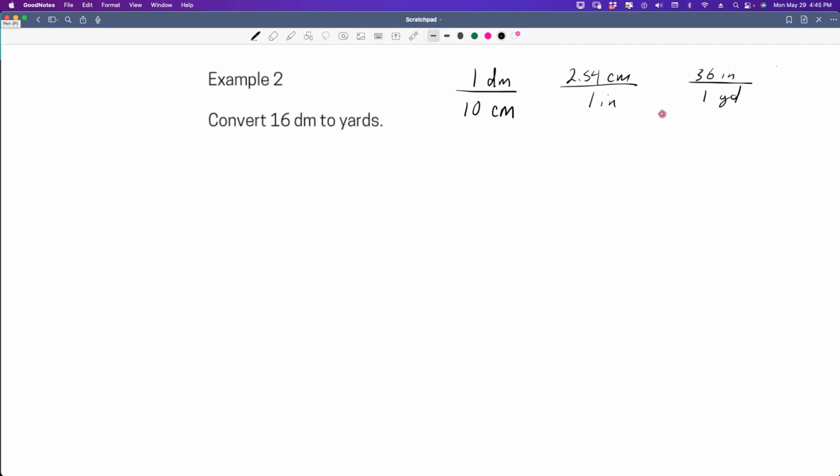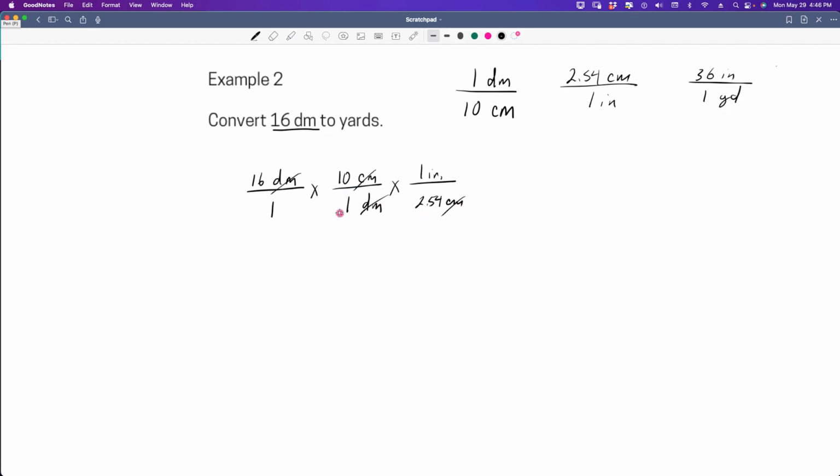All right, so now I'm going to put these into play. Let's take our decimeters and convert. So 16 decimeters. And remember, decameters has a K right here, so that's how you tell the difference. That is going to be over 1 times 10 centimeters over 1 decimeter. That cancels my decimeters. So now I want 1 inch over 2.54 centimeters.